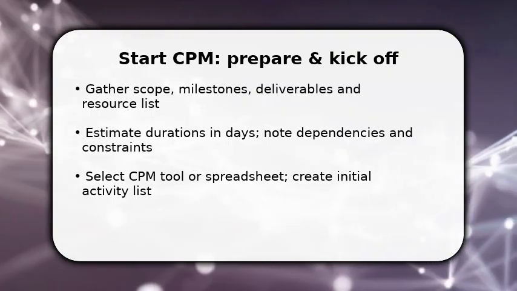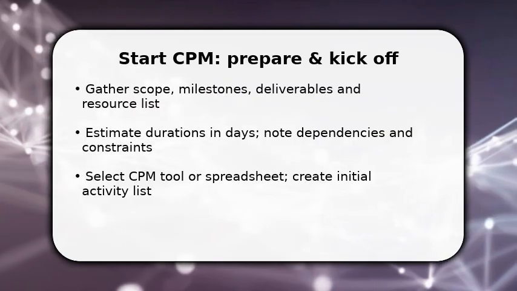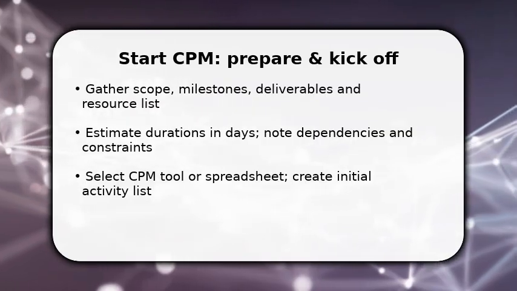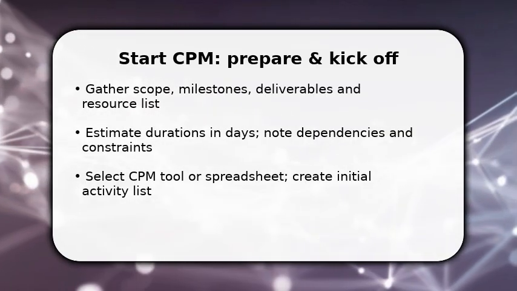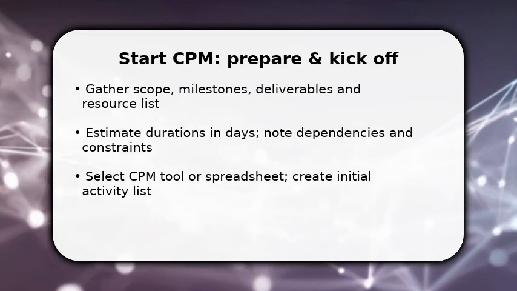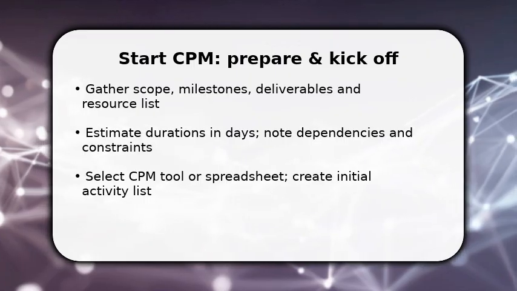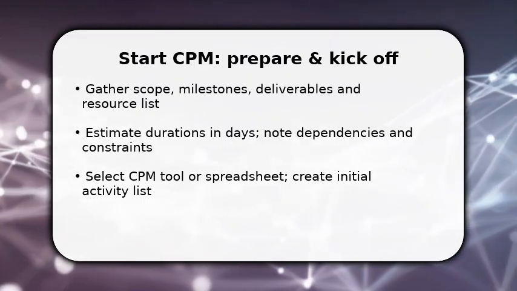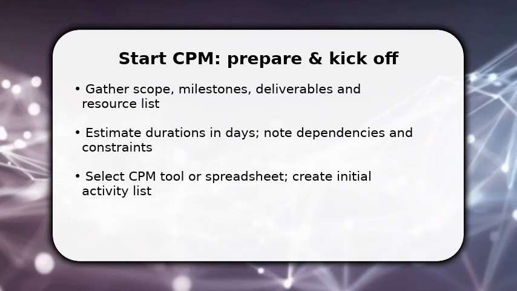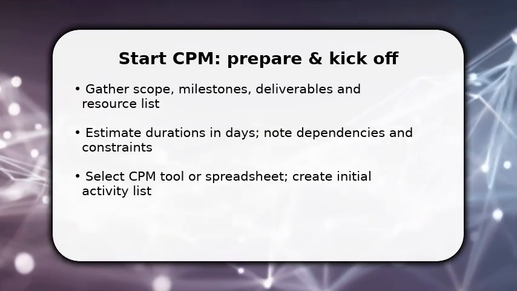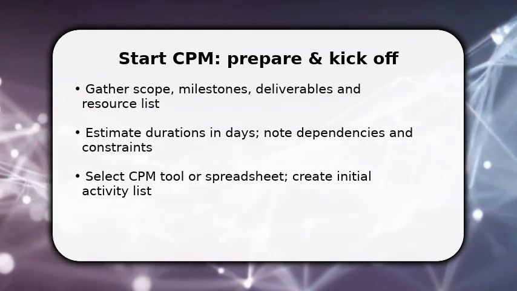You begin by locking scope and listing activities. This is the engine for CPM. Once you have durations in days and clear dependencies, enter each task into your CPM tool or spreadsheet. Make sure to tag resources and constraints as you go. Don't pause on formatting. Focus on completing the activity list and linking predecessors.